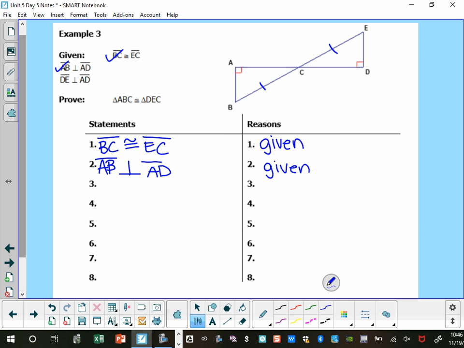Number 3. Joseph, number 3, what's my statement? DE is perpendicular to AD. How do we know that? It's given. So in this case, we had 3 givens. It's got 6 points right there, just by writing exactly what was given.